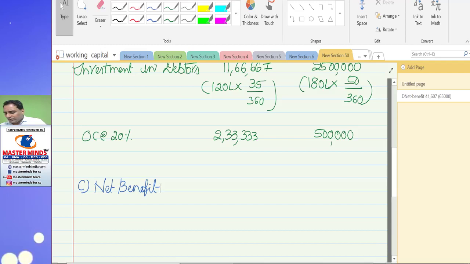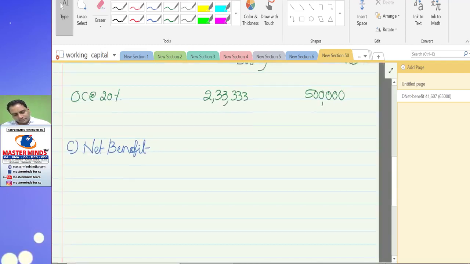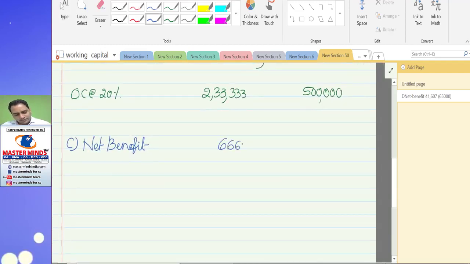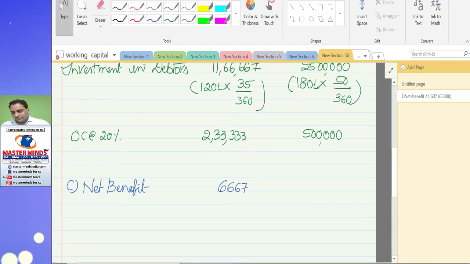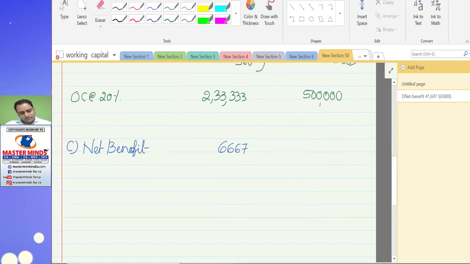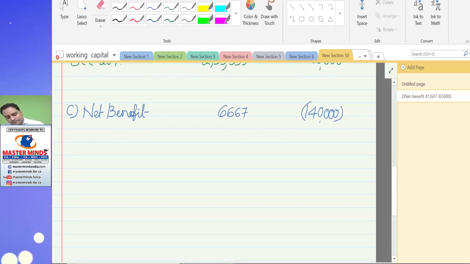So 2,40,000 minus 2,33,333 is 6,667. 3,60,000 minus 5 lakh is 1,40,000 loss. Still we are conveying the same message or same conclusion.